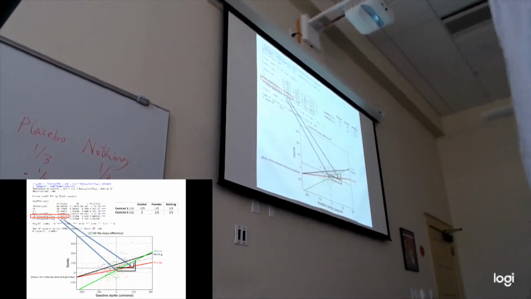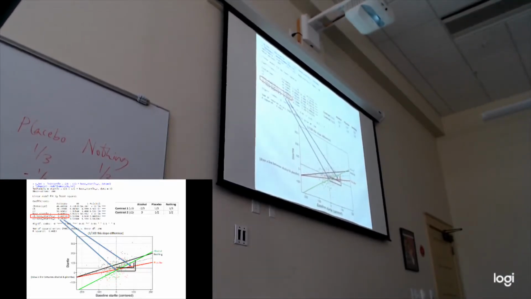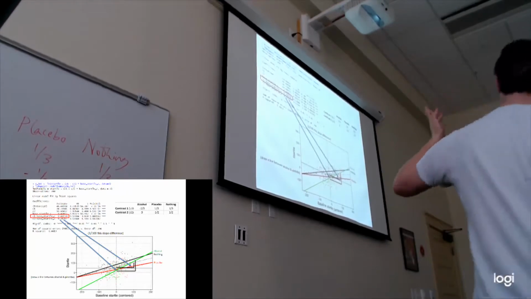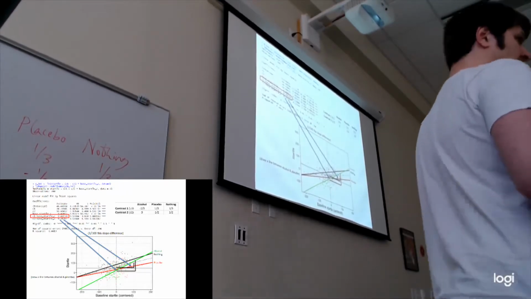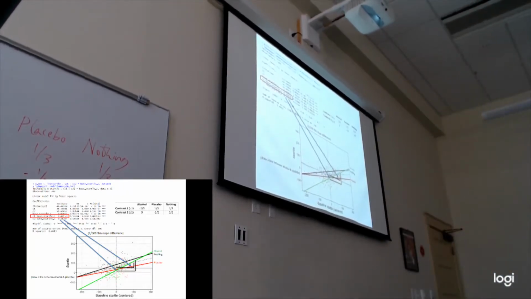Notice how we're sort of applying that principle of comparing alcohol to the average of placebo and nothing to something new. Before we were looking at mean differences, now we're looking at differences in slopes.